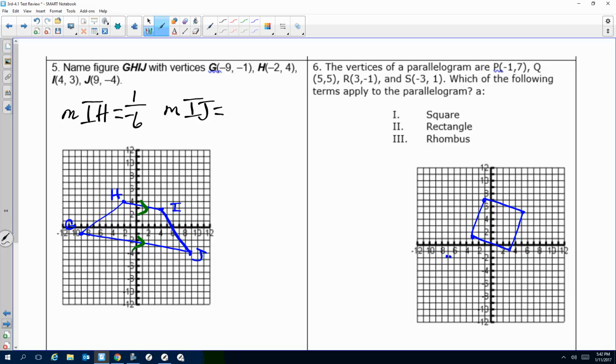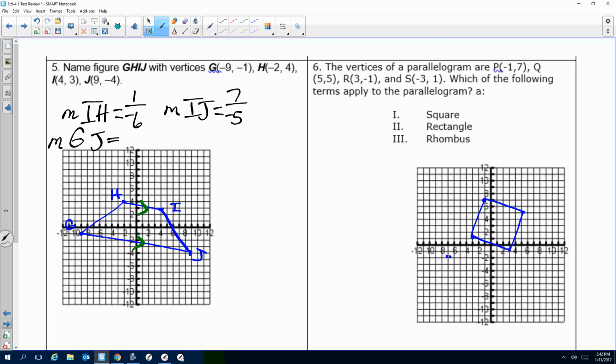From I to J or J to I, I'm going to start at J, up 7, and then to the left. So that is 7 over negative 5. And then we're also going to do the slope of GJ.